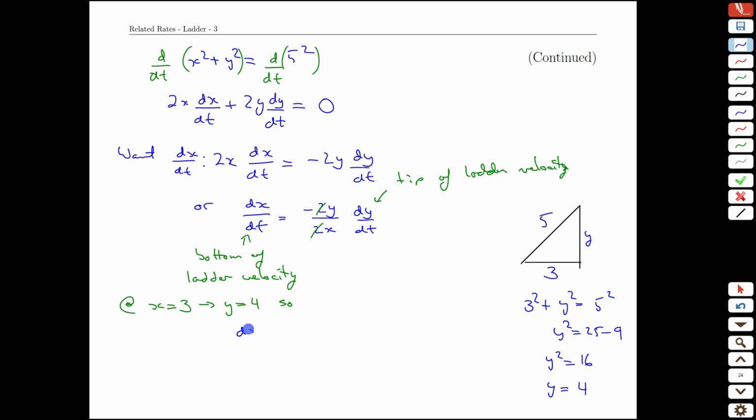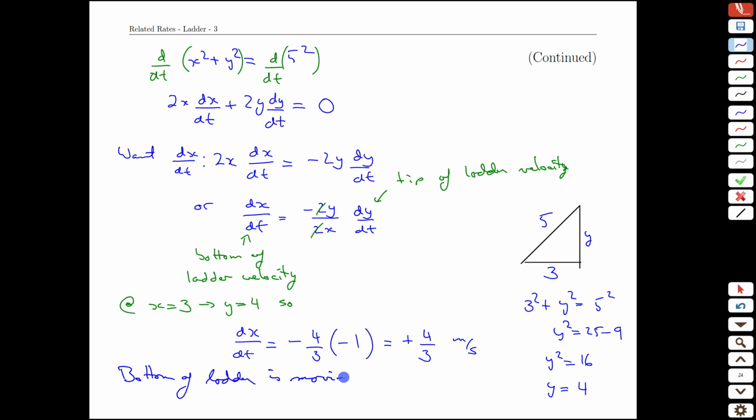So dx/dt, filling in all the blanks, is negative y over x, negative 4 over 3, times dy/dt, which was negative 1 meters per second. And so we get positive 4/3. Natural units of x and t are meters and seconds, so meters per second. We would say then that the bottom of the ladder is moving away from the wall at roughly, well, exactly 4/3, but at 1.333 meters per second.